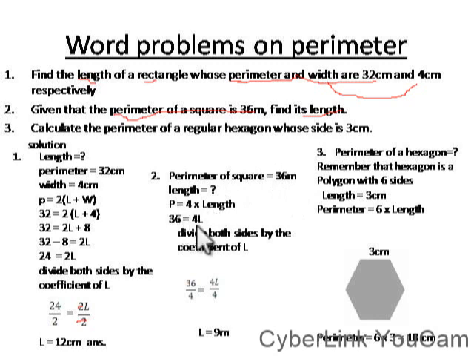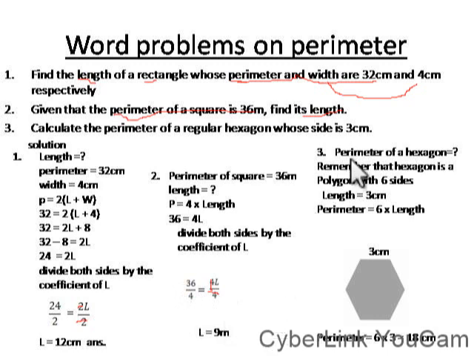And 4 times L will give us what? 4L. Divide both sides by the coefficient of L, and the coefficient of L here is 4. So when you divide both sides by 4, this side divided by 4 is equal to 36 divided by 4. So 4 will cancel out 4. We are left with length is equal to 36 divided by 4, which will give us 9 meters as our answer.